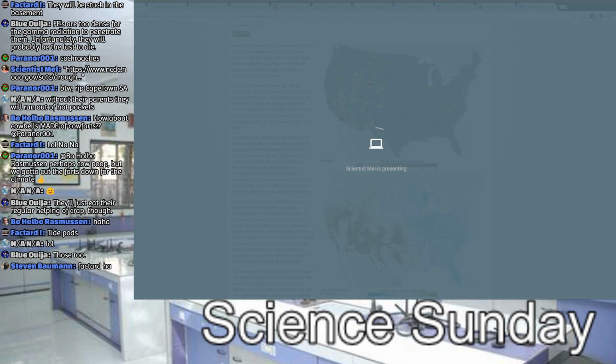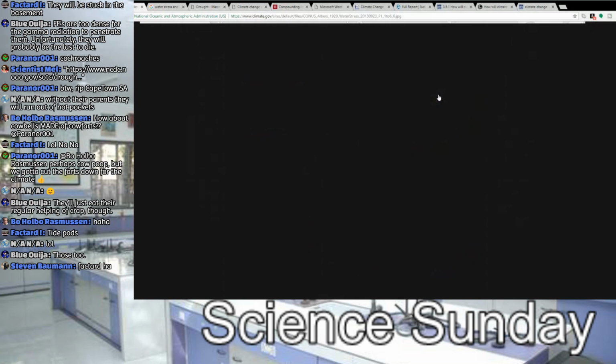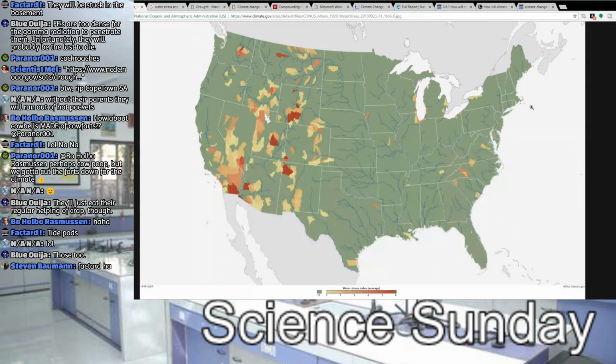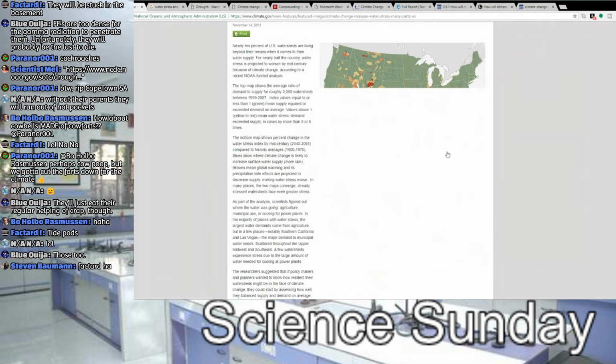Let's see. All right, so this picture. This was what we were looking at. This is from 1999 to 2007. So as of 2007, we don't have a lot of water stress in these particular areas. And then we have some, of course, in the more desert type of areas and that sort of thing. But projections for mid-century are getting a little bit scarier.